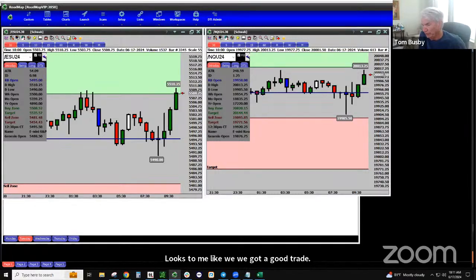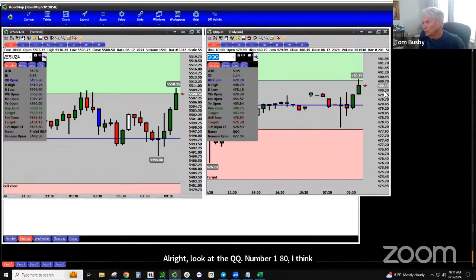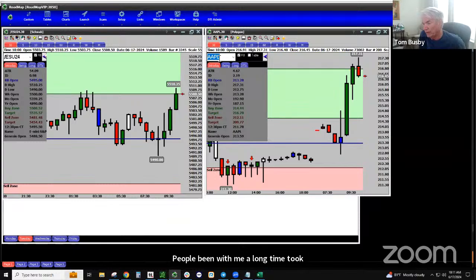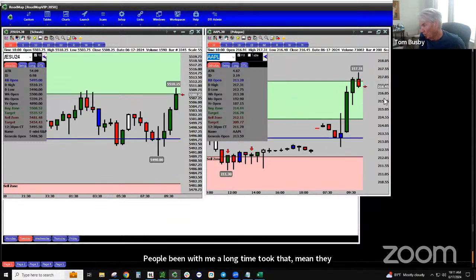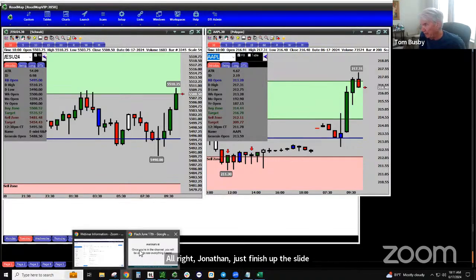All right, look at the QQQ. Remember 180, I think it's 180.05, was the high for so long, right? It's at 180.79 now. Wade said it looks like money to him. Okay, and remember I mentioned that little stock called Apple? Put Apple in there. People who've been with me a long time took that and went and found a call option when I was talking about it. Look at that. That thing soared, didn't it? 217.31. All right, Jonathan, let's finish up the slideshow. Wrap this baby up.